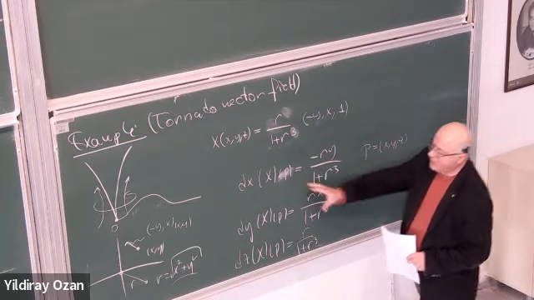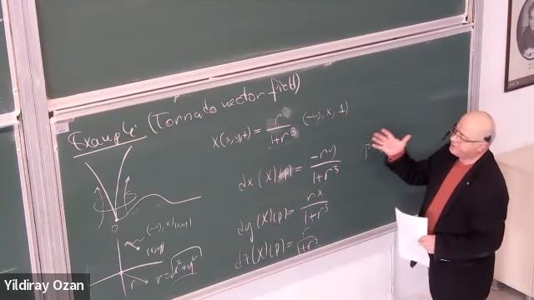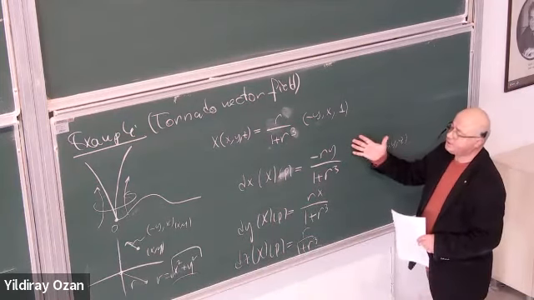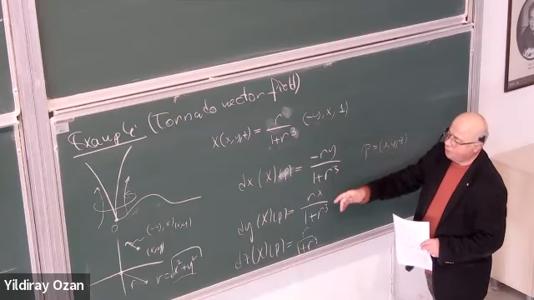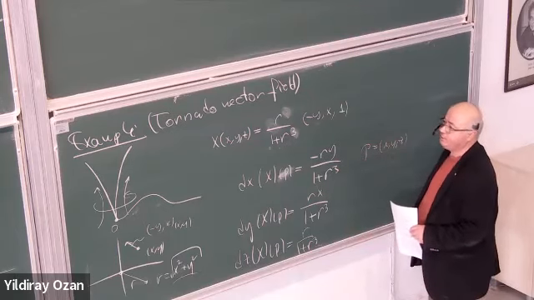So dx, dy, dz give us the components of the vector field along the x, y, and z direction respectively, okay?